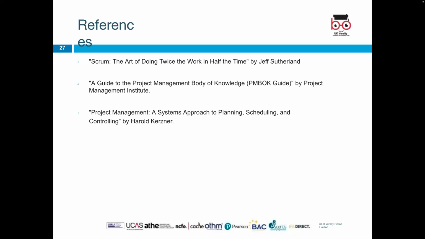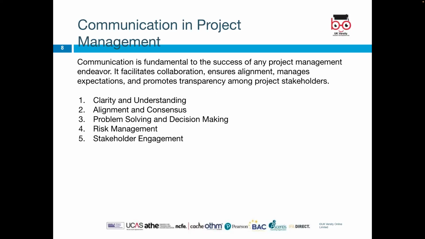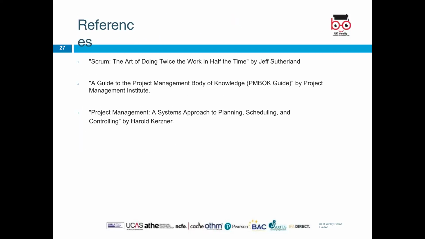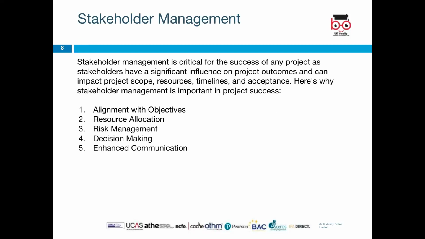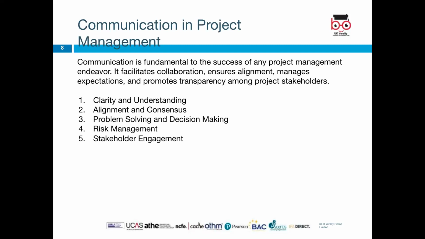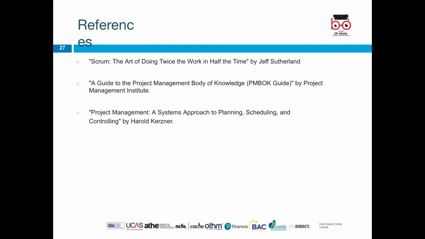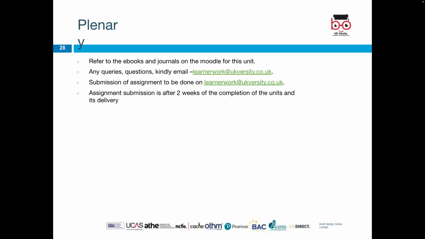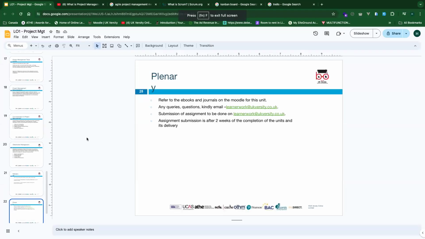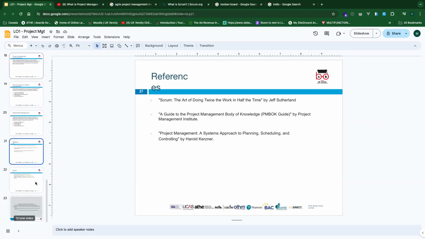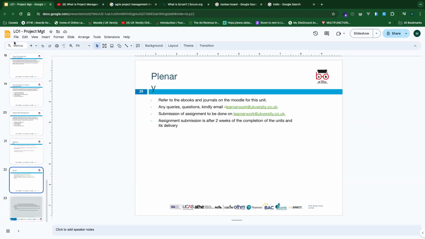So these are the references that we used today. Obviously, this brings us to the end of learning outcome 1. You can take a look at the other examples that we gave: clarity and understanding, alignment, consensus, and risk management, among other things. If you have any questions, don't forget to send us an email. But because we are looking at another topic, I think we can just move on to learning outcome 2.